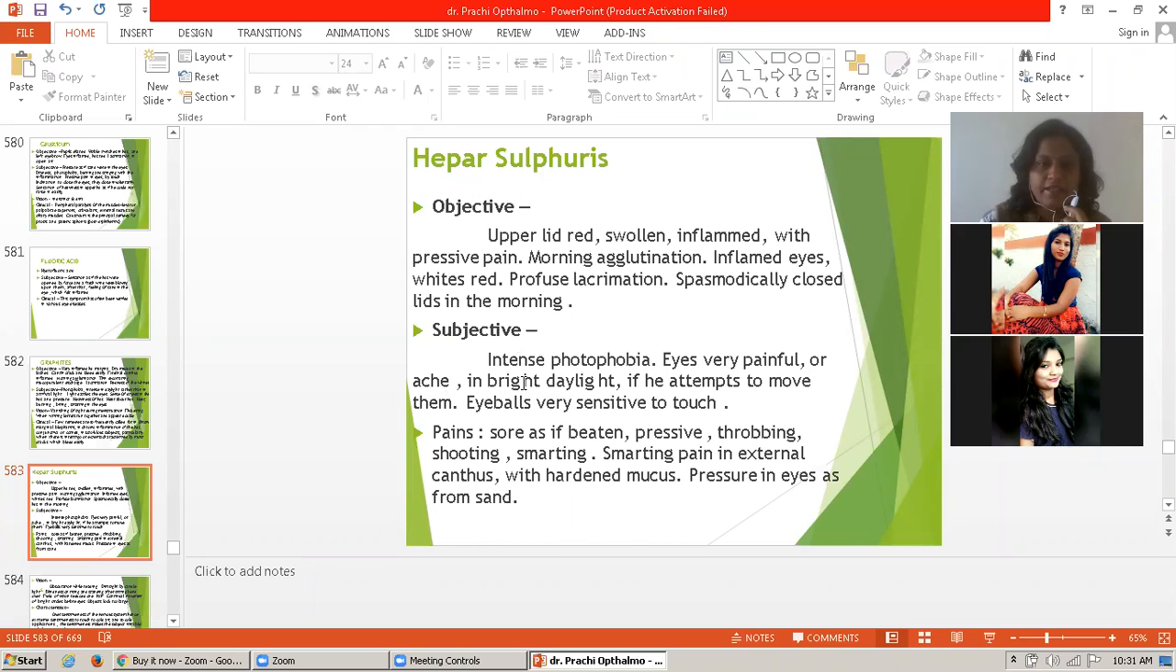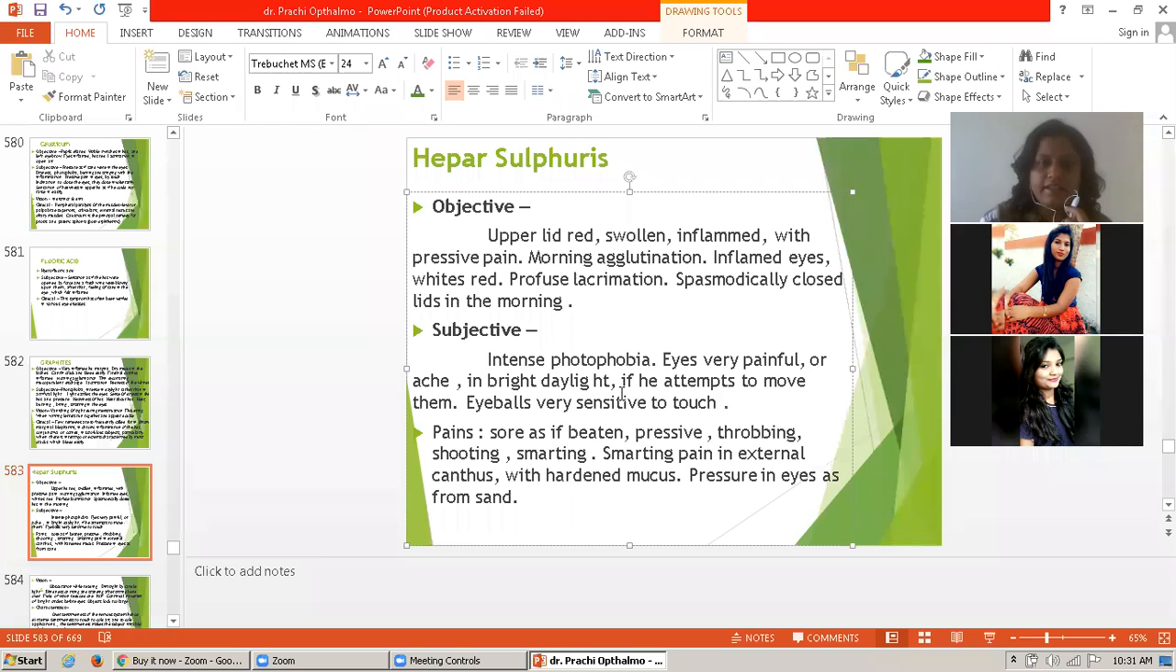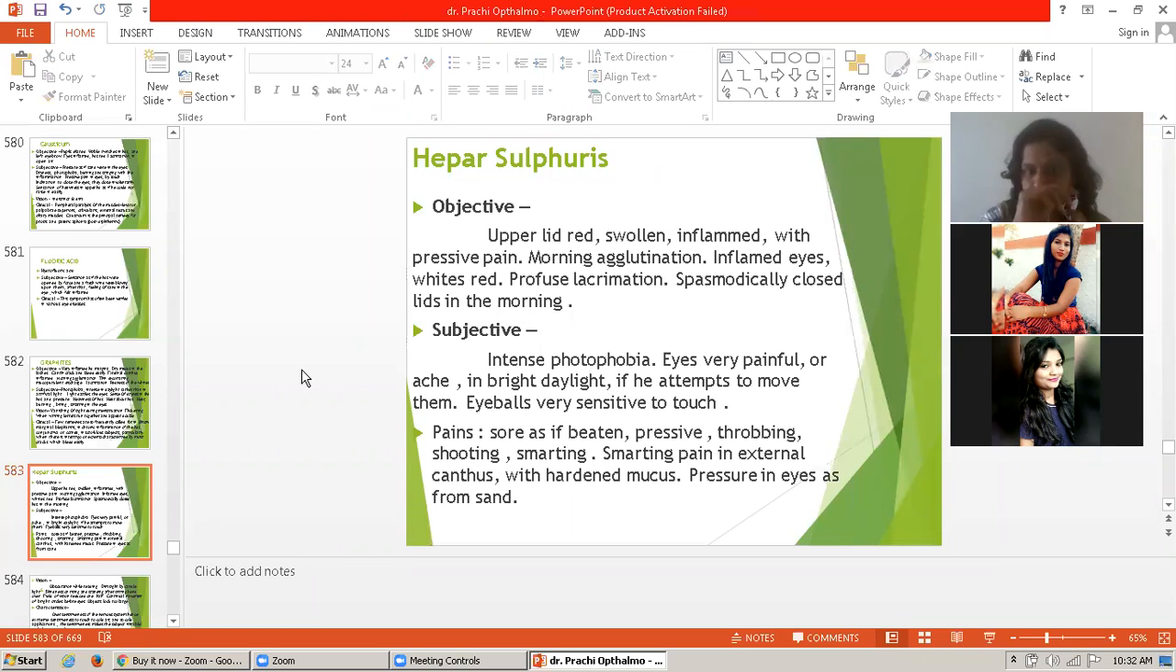And in bright daylight, if he attempts to move them, the eyeballs are very sensitive to touch. So, pains are sore as if bitten, pressive, throbbing, shooting, and smarting pain in the external canthus with hardened mucus and pressure in the eyes as from sand.